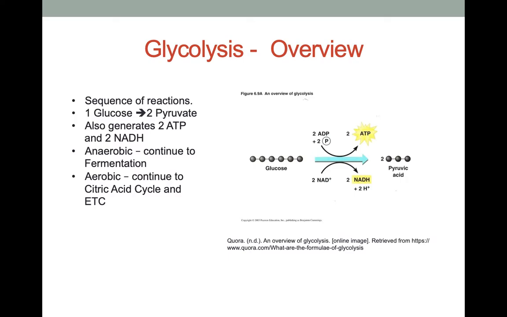If it is an aerobic environment, the pyruvate molecules will continue on through this process and eventually become carbon dioxide as they travel through the citric acid cycle and electron transport chain. Glycolysis only produces 2 ATP. This aerobic process produces a bunch more if we get through that cycle, but that's for a different presentation.